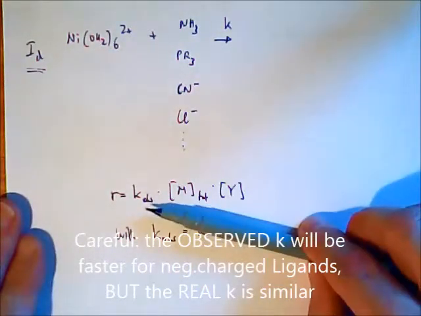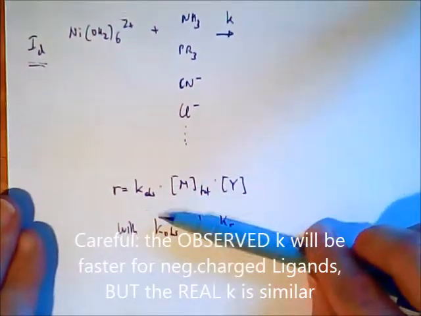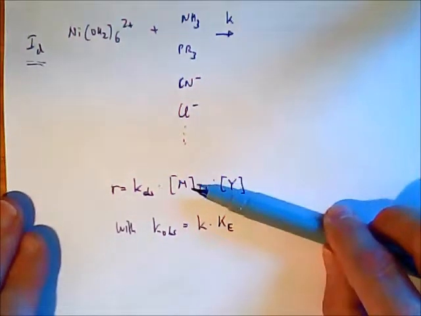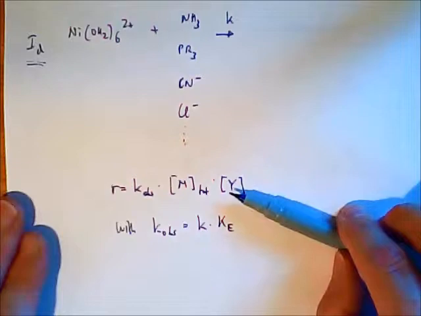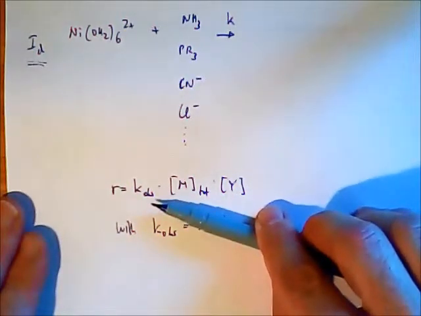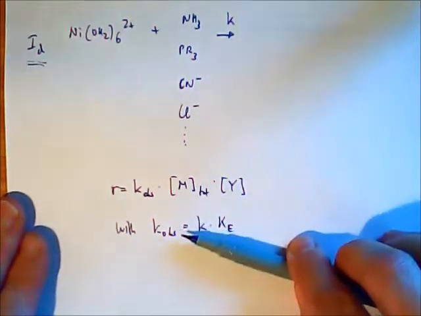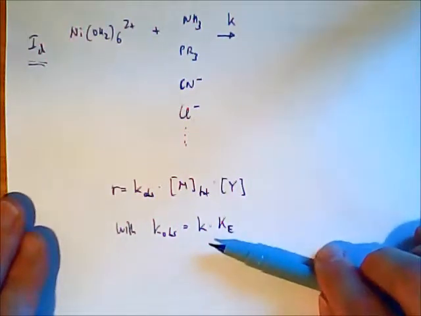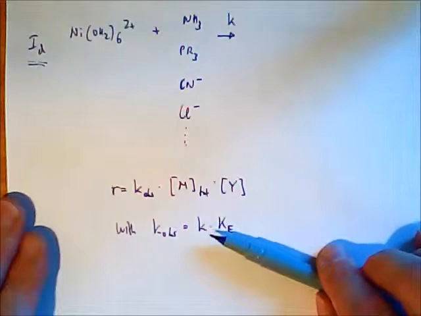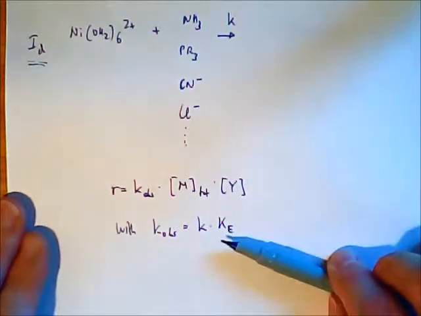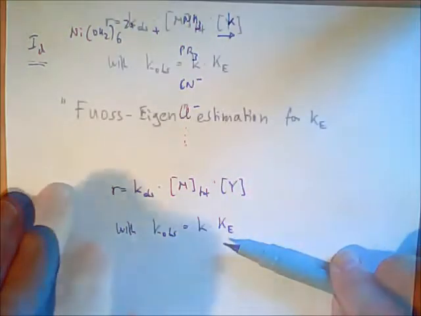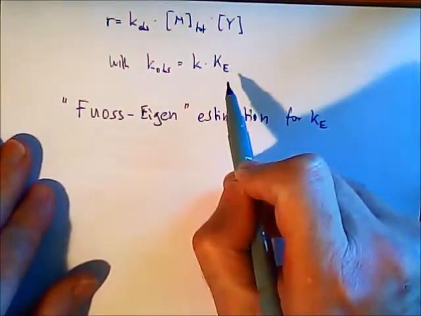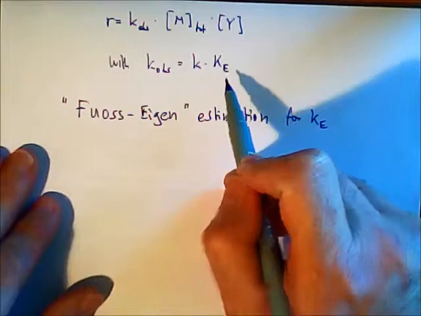And the rate constant k that we measure here in the experiment again depends on the concentration of our metal compound and the new ligand. And this observed k is not the real k. What we observe is the product of the real k multiplied by the equilibrium constant. Okay, finally, how can we get this pre-equilibrium constant Ka?